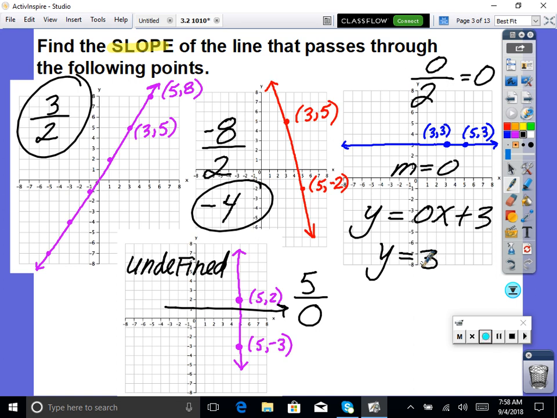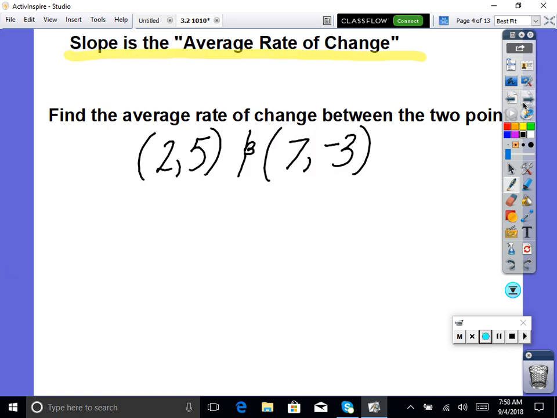Okay, cool. Doing good. All right, so it says, find the average rate of change of these 2 points. Fun fact for you, average rate of change means find the slope. Average rate of change means, on average, what's the rate of change?